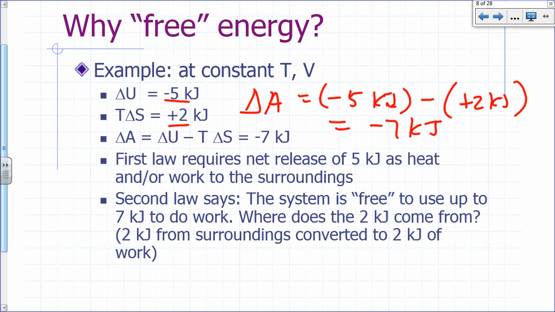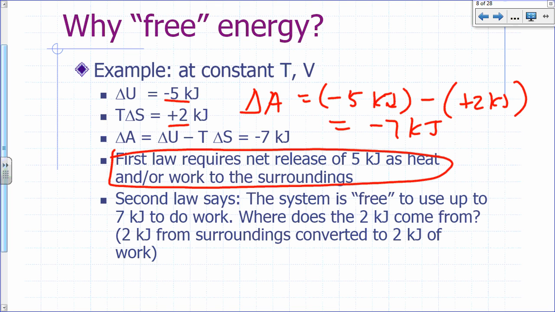What does this mean? Well, again, the first law says there must be a net release of 5 kilojoules of heat to the surroundings, right? Negative 5 kilojoules is your delta U. What does the second law say? The second law says you can actually dump up to 7 kilojoules as work to the surroundings. Up to 7 kilojoules. Where does the 2 kilojoules come from? It has to come in from the surroundings.